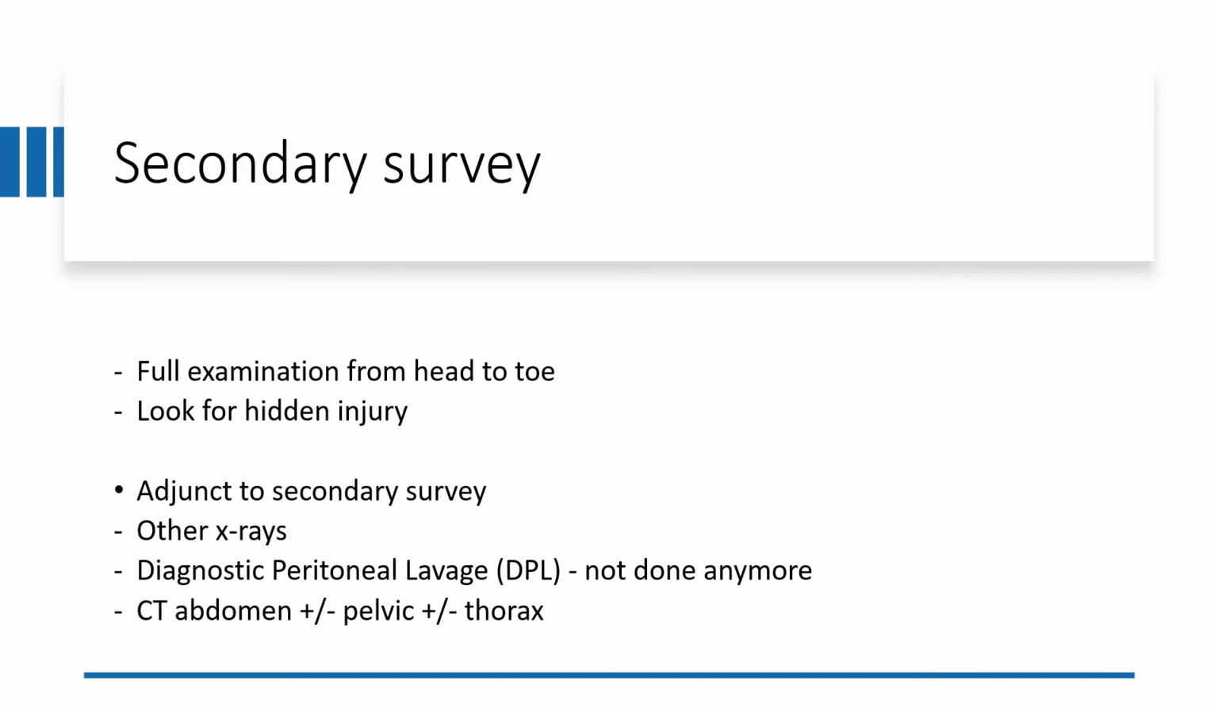Okay, after you have completed your adjunct to primary survey, you proceed to the secondary survey. In the secondary survey, you need to do a full examination from head to toe, and here you need to look for any hidden injury.